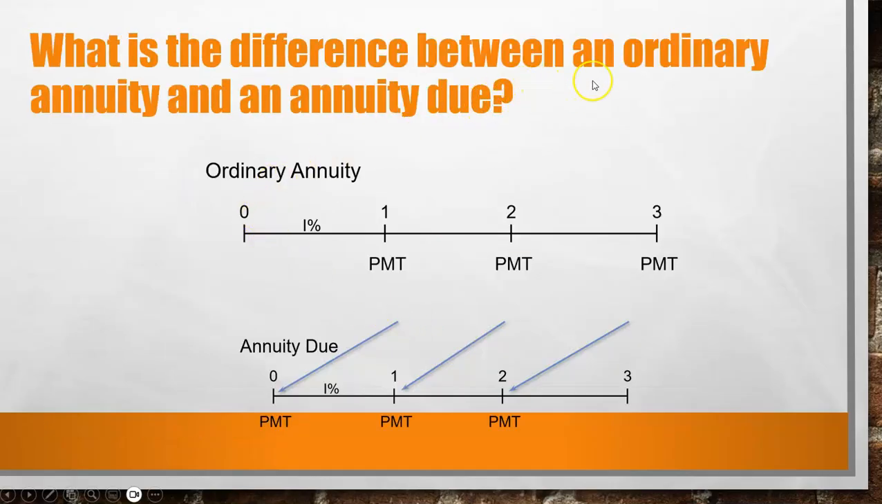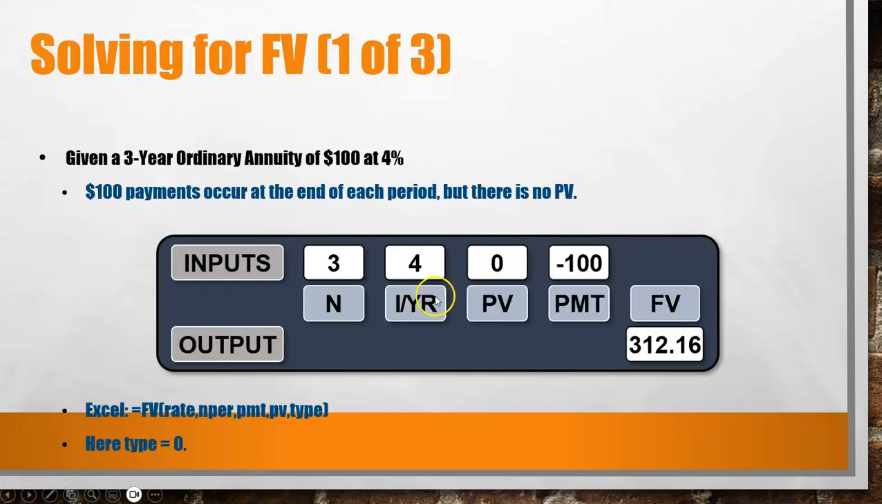What is the difference between an ordinary annuity and an annuity due? Annuity due just means the payment happens at the first of the year instead of the end of the year. Given a 3-year ordinary annuity of $100 at 4%, $100 payments occur at the end of each period, but there's no present value. The future value is 312.16. So over the course of 3 years at 4%, you wouldn't have $300, three equal payments of 100. You'd have 312.16. And there's the Excel formula.